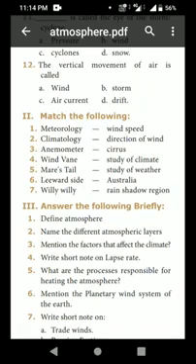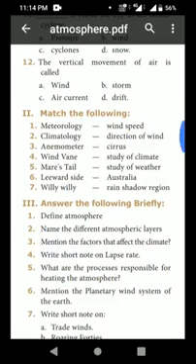A visible mass of condensed water vapor floating in the air above the ground level is called a cloud. Once again, how are clouds formed? This is a very important question. Cool moisture-laden air gets collected around particles like dust, salt content from the sea, smoke, etc. and forms clouds. Sometimes mixing of warmer and cooler air also produces clouds. Next point, a visible mass of condensed water vapor floating in the air above the ground level is called a cloud.